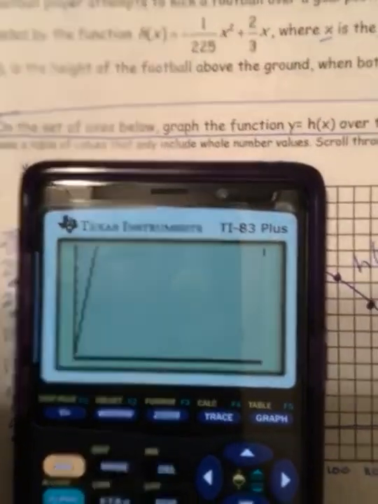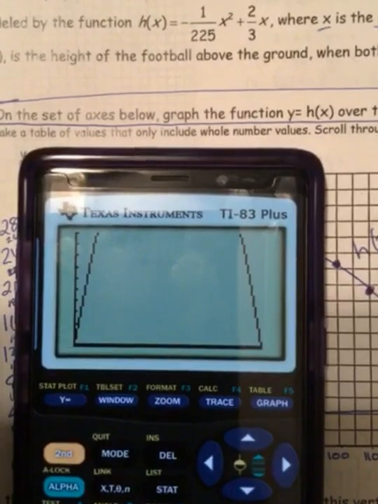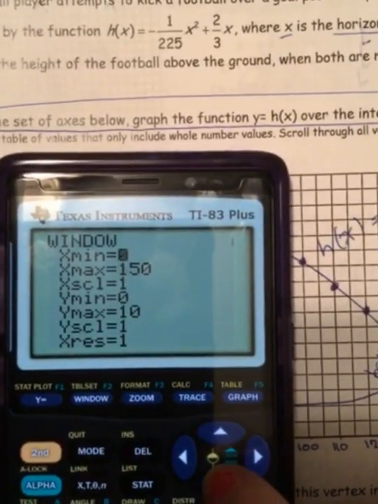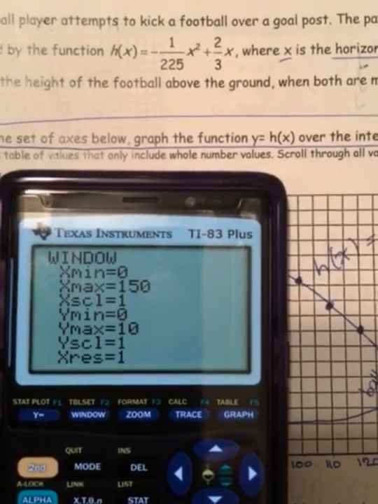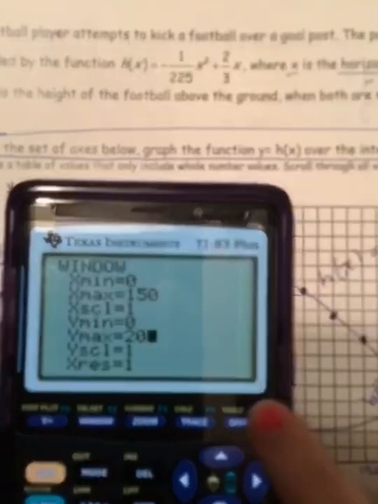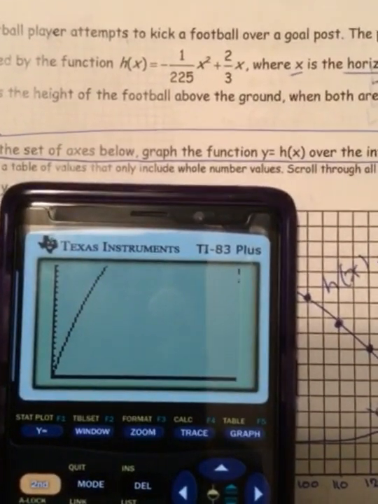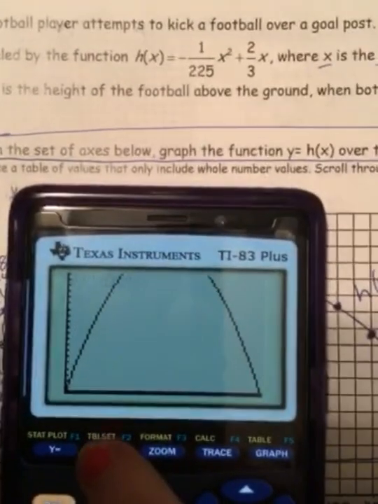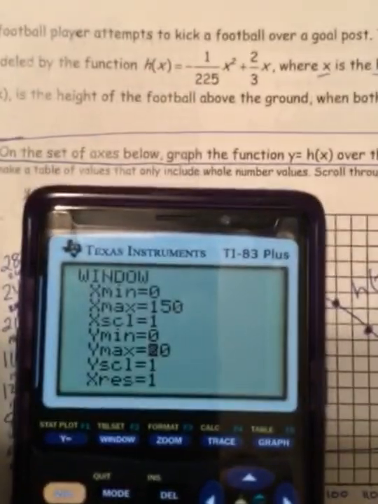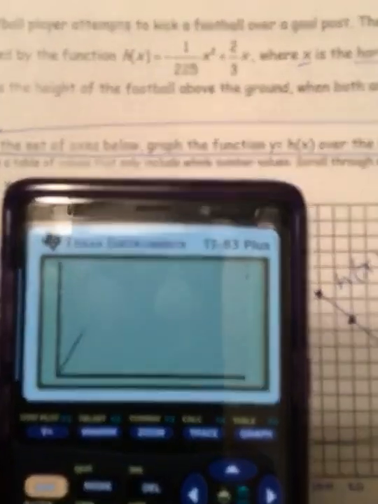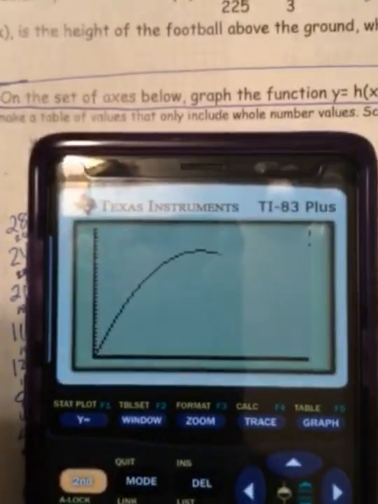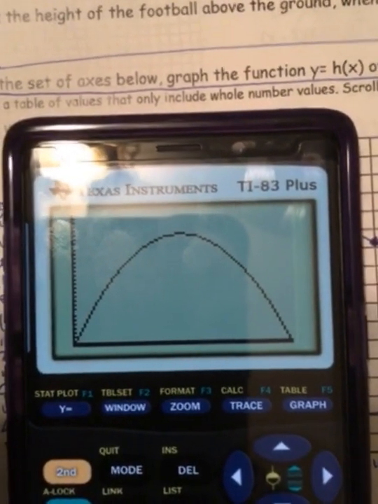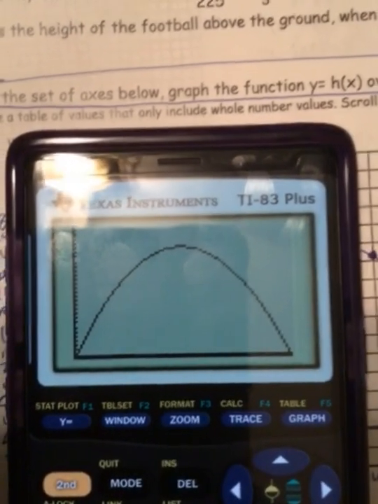Now if I look at my graph, I don't see the tippy top. I'm not seeing the entire graph here. So I'm going to go back to the window, and I'm going to bring y max to maybe about 20. Let's see what happens. All right, so I'll bring it up to 20. All right, that's still not enough. So I'm going to go back to the window, and I'm going to make y max go up to 30. Hopefully that does it. Yep, that's enough. So now I can see the full path of this football that's being kicked. So now I can actually start to graph this.